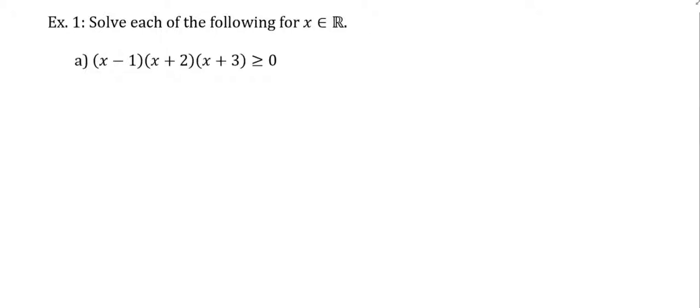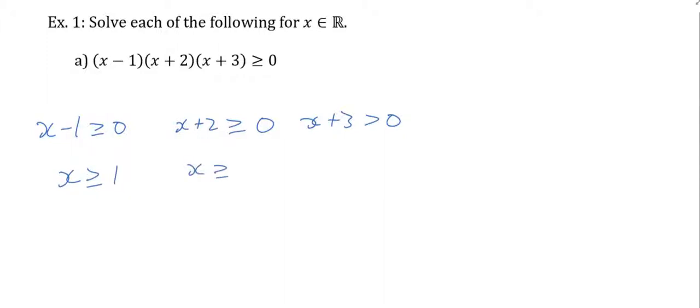Don't write this down, this is what I would expect some people might think. So when is x minus 1 greater than or equal to 0? When's x plus 2 greater than or equal to 0? And when is x plus 3 greater than or equal to 0? Those are all different answers, though. x greater than or equal to 1, x greater than or equal to -2, x greater than or equal to -3. So which one is it? If it's bigger than 1, it's already bigger than both of those. Is it all the numbers that satisfy all of these? In fact, this won't help us at all, and you'll see why in a few minutes.